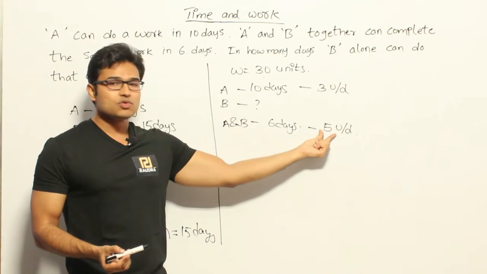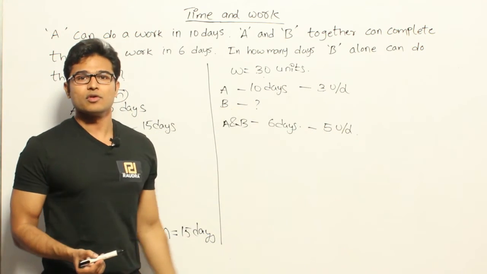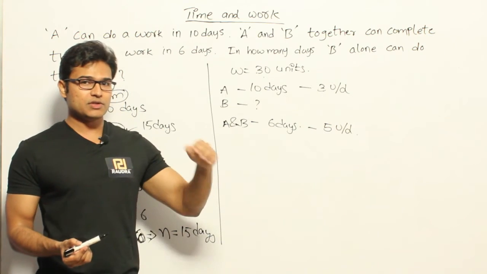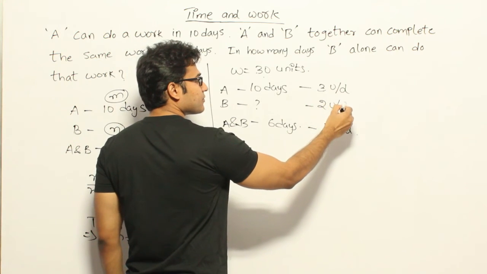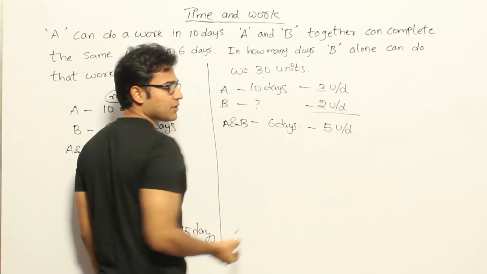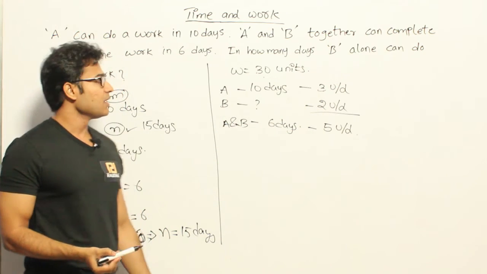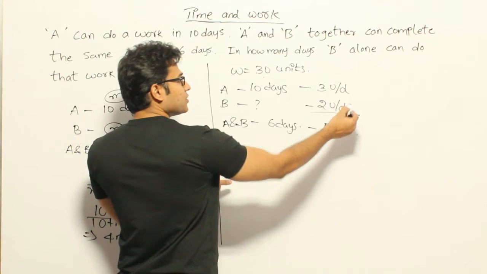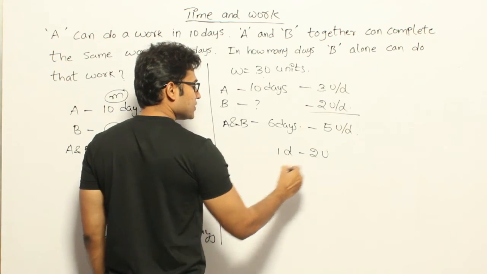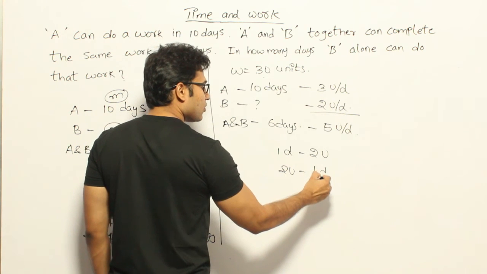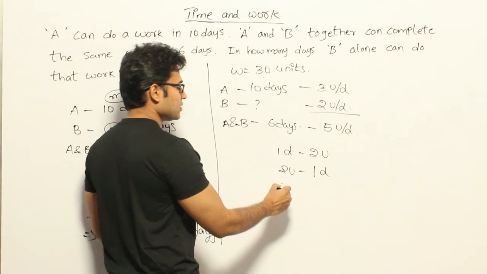Now how are we getting those 2 extra units from here to here? Because that is the contribution of B. Therefore B must be finishing 2 units per day, then only we are going to get 5 units here, isn't it? When we add these two, it has to be equal to this. Therefore B's rate is 2 units per day, which means in one day he is able to finish 2 units. Now the question is, how many days does it take for B to finish 30 units of work?